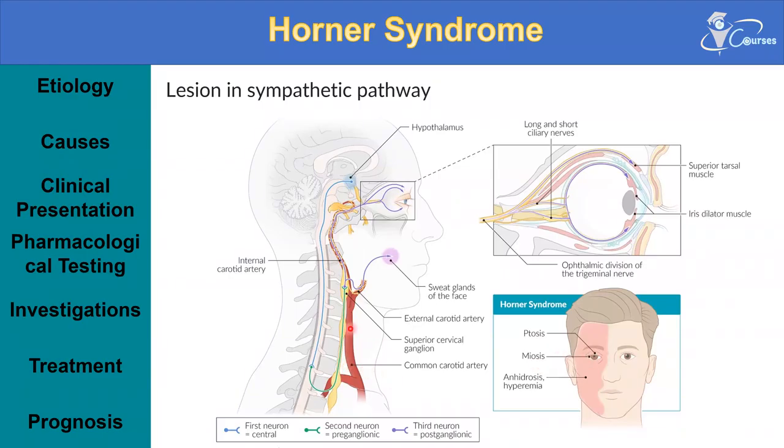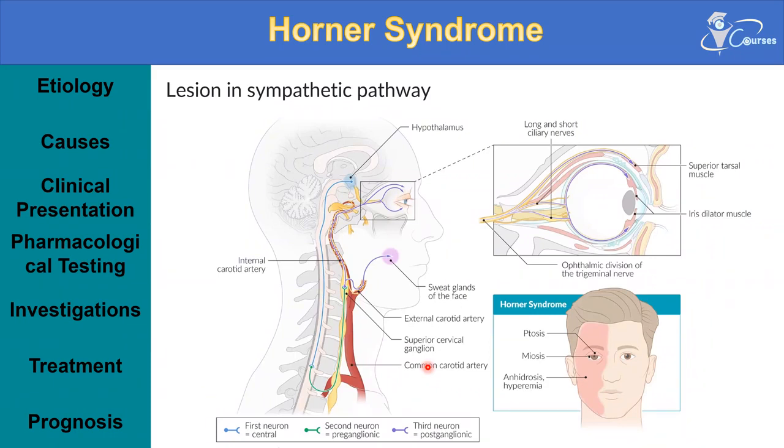The sympathetic also supplies the sweat glands of the face. Some fibers pass with the external carotid artery to the sweat glands of the face, so damage will result in anhidrosis. Basically, these are the main manifestations of Horner syndrome. So what are the causes of Horner syndrome? What will result in Horner syndrome?